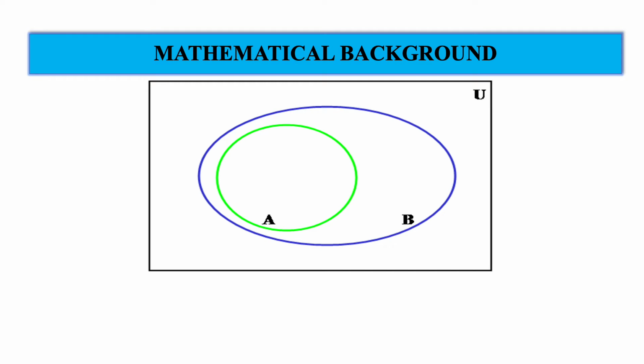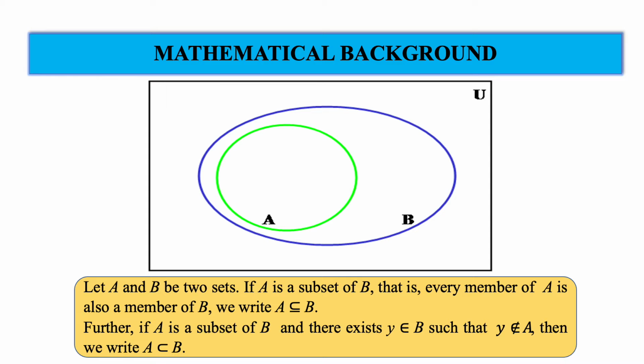So suppose we have two sets A and B which are given like this. Now we say that A is a subset of B, that is, every element of A is also a member of B, and we write this as A ⊆ B.